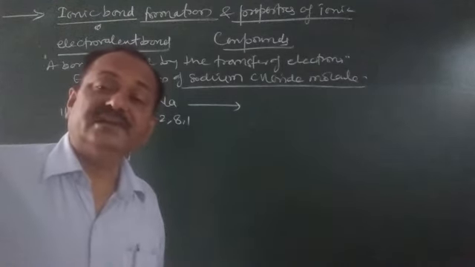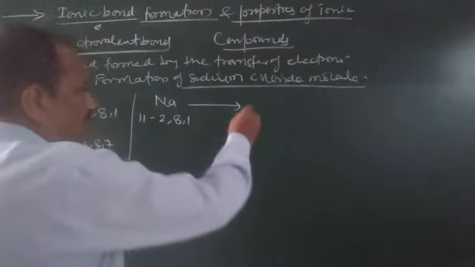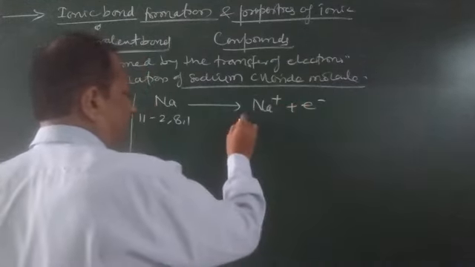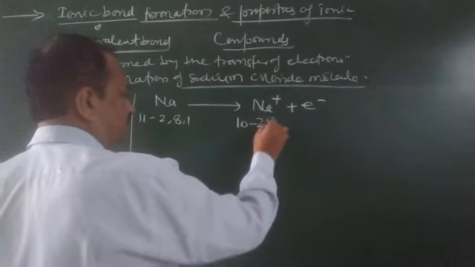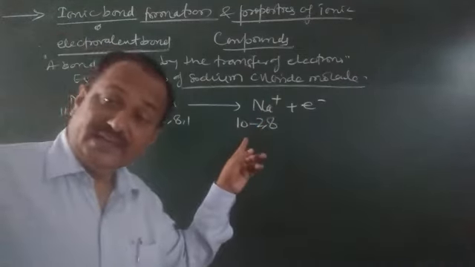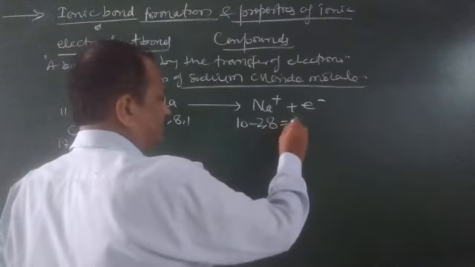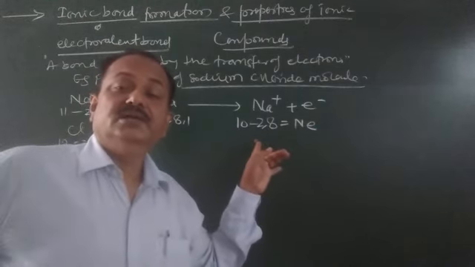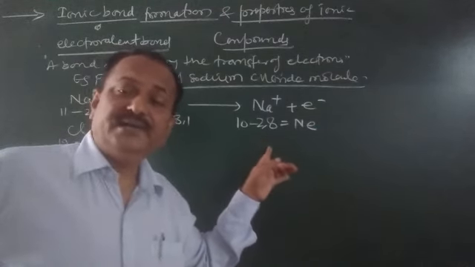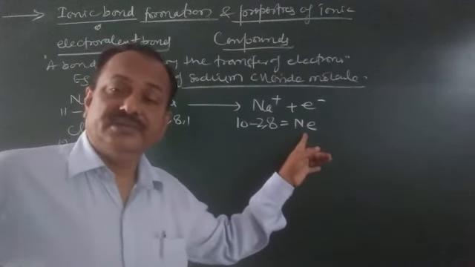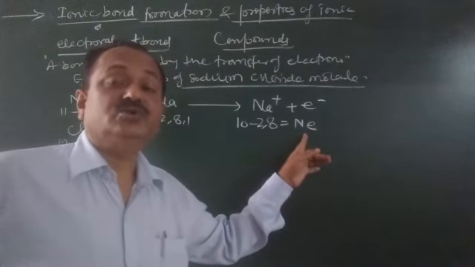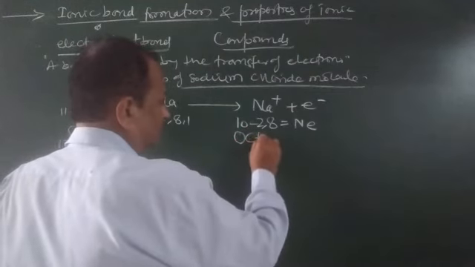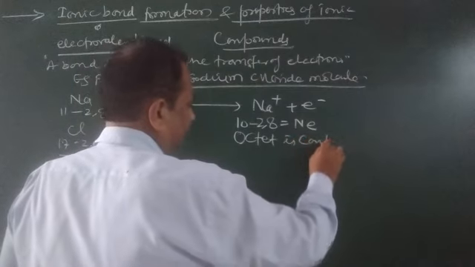What is a metal? Metals are electropositive in nature. So, sodium atom will acquire positive charge by the loss of an electron, and here the atomic number becomes equal to 10. And in this condition, it has become equal to neon, or we say sodium ion or sodium cation has acquired the electronic configuration equal to neon, and its octet is completed. Here we say the octet is complete.